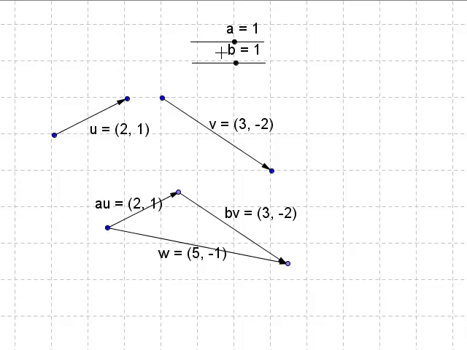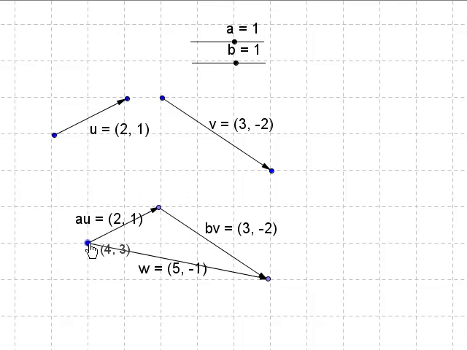Now when a is 1 and b is 1, this is fairly straightforward. 2 plus 3 is 5, and so w has an x value of 5, and 1 minus 2 is negative 1. And so that was the very simplest linear combination when a and b were 1.